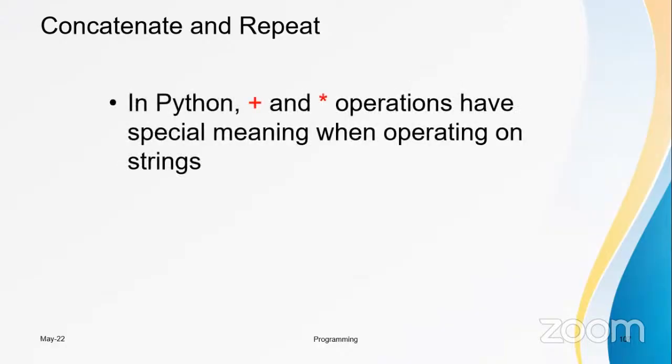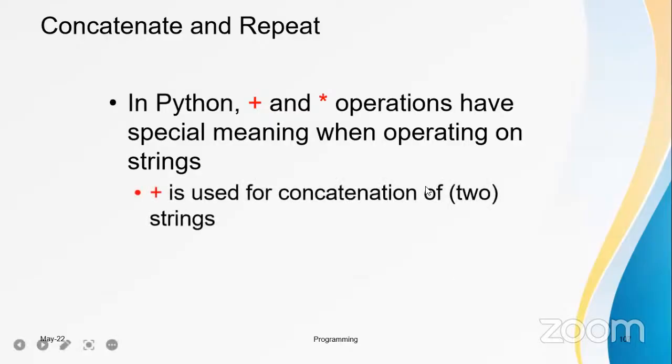In Python, concatenate is plus, and repeat is nothing but the asterisk, the star. The operation has a special meaning when operating on strings. So in strings, I can use plus and multiplication for two different things. One is for concatenation and another one is for repetition.